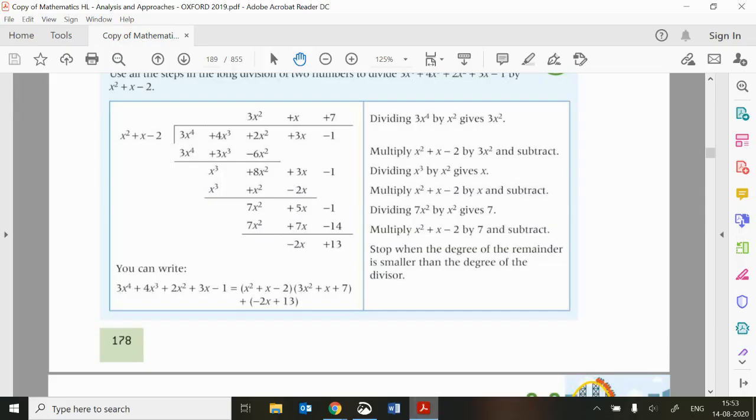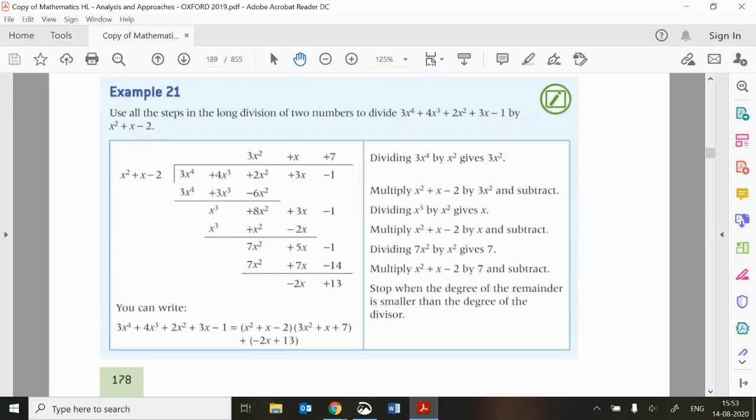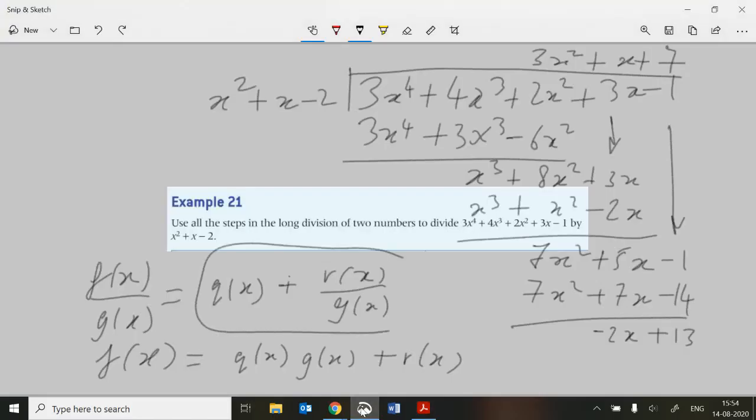So when it says use all steps in the long division of the two numbers to divide your original function by x squared plus x minus 2, well, in fact, I would write my answer as, here's the division, there's the division. The division is my quotient plus my remainder, which is yet to be divided by the divisor, the second function. However, they've written it in this format here, and it's just an alternative format of this thing here. Okay, from my perspective, to answer the question here, to divide these two things, that's what we end up with.